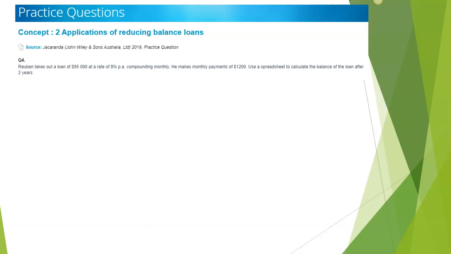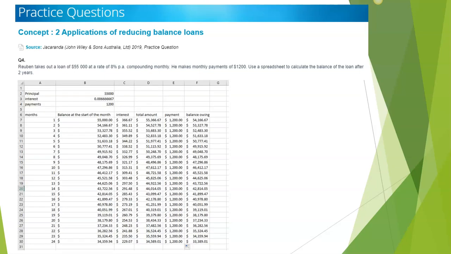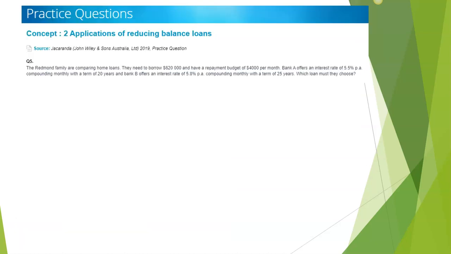Question 4. Ruben takes out a loan of $55,000 at a rate of 8% compounding monthly. He makes monthly payments of $1,200. Use the spreadsheet to calculate the balance of the loan after 2 years. So here's my spreadsheet, set out exactly the same as the example earlier in the PowerPoint. And after 24 periods, you can see that he still has an outstanding balance of $33,389.01.